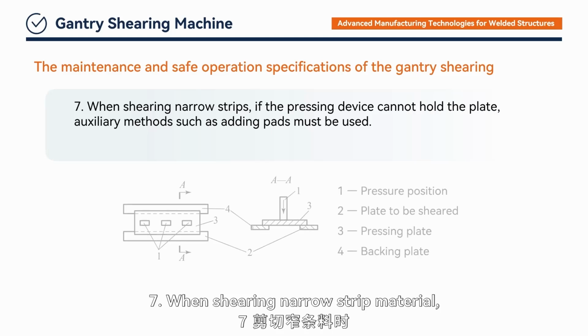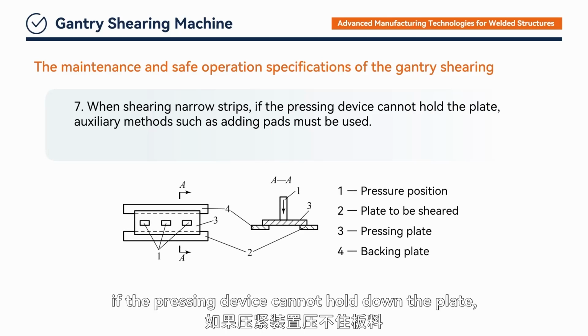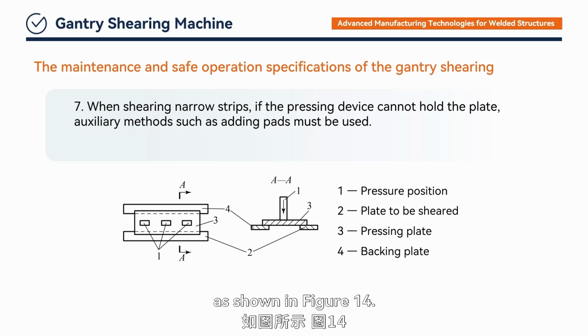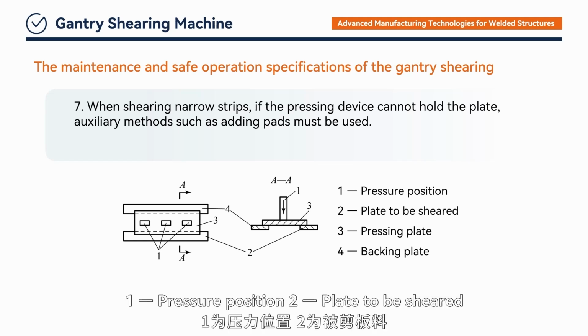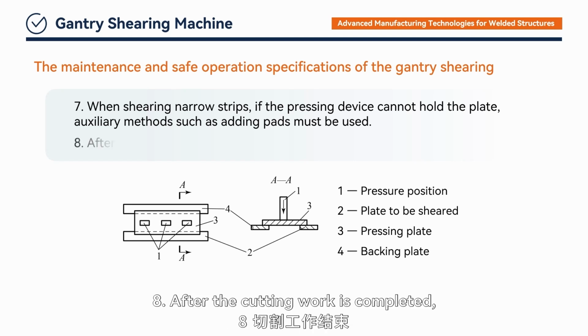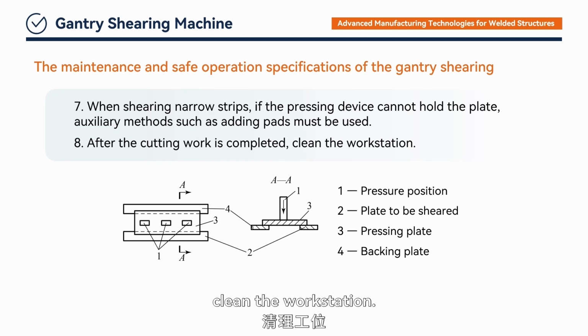7. When shearing narrow strip material, if the pressing device cannot hold down the plate, auxiliary methods such as adding pads must be used, as shown in Figure 14. In the figure, 1. Pressure position. 2. Plate to be sheared. 3. Pressing plate. 4. Backing plate. 8. After the cutting work is completed, clean the workstation.